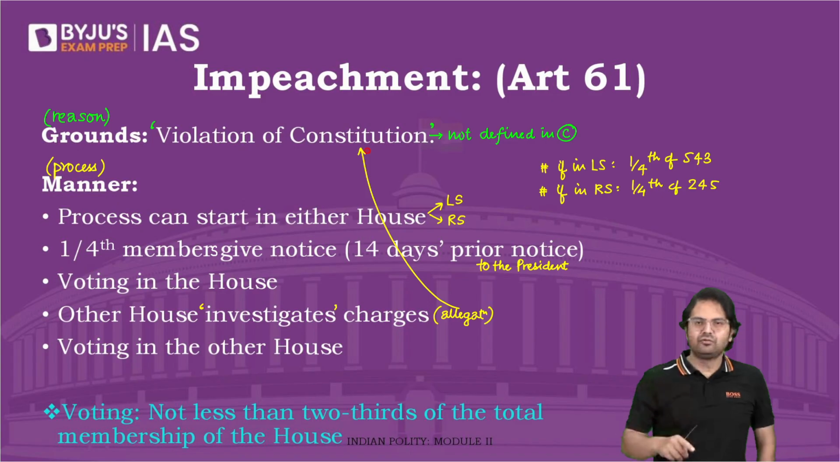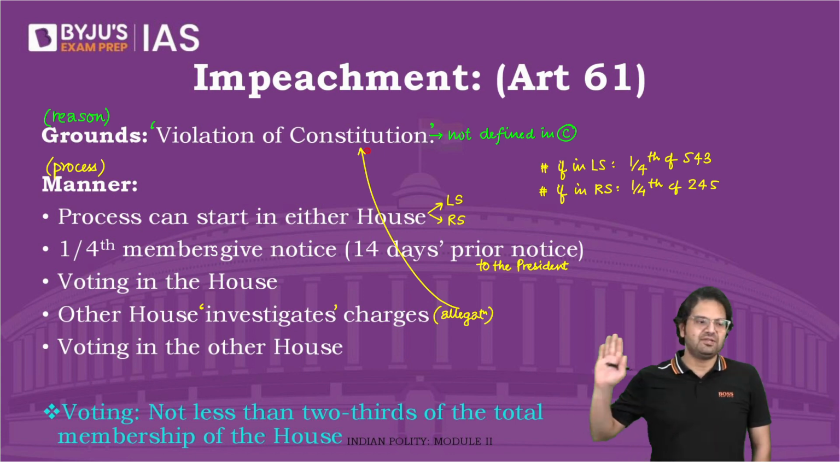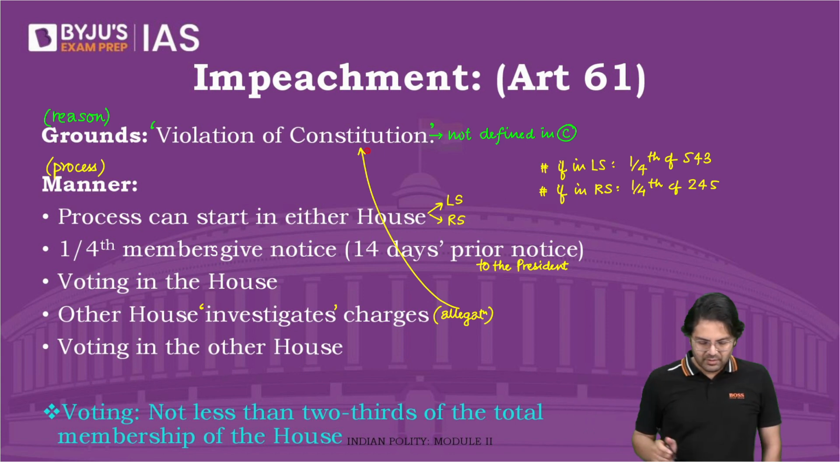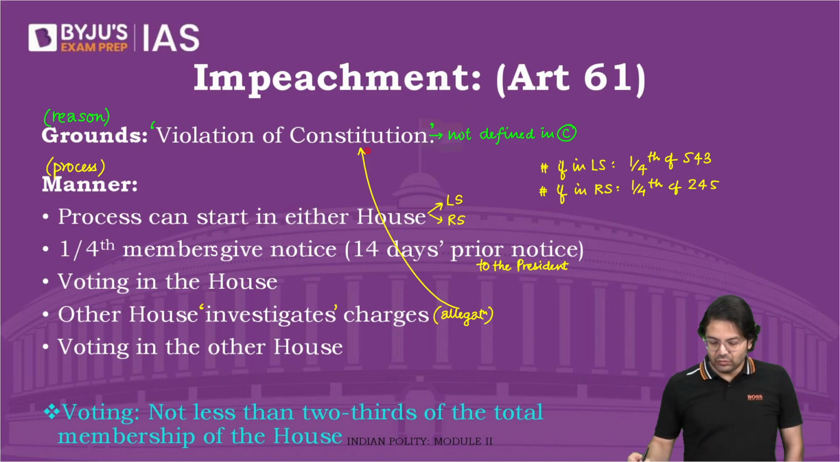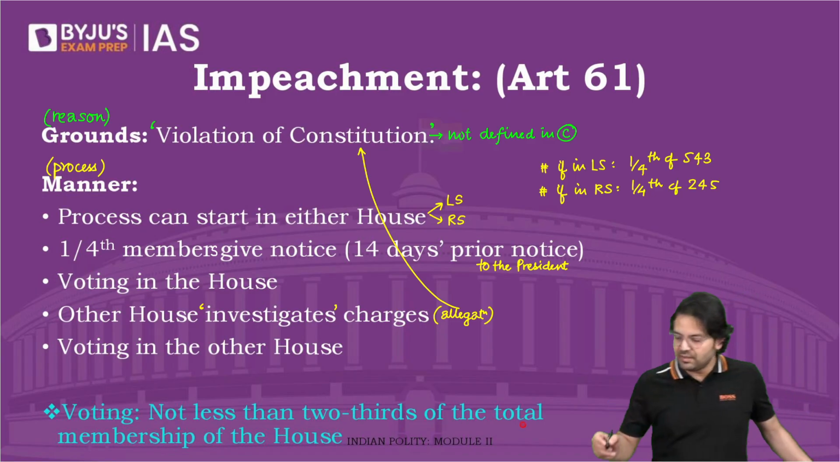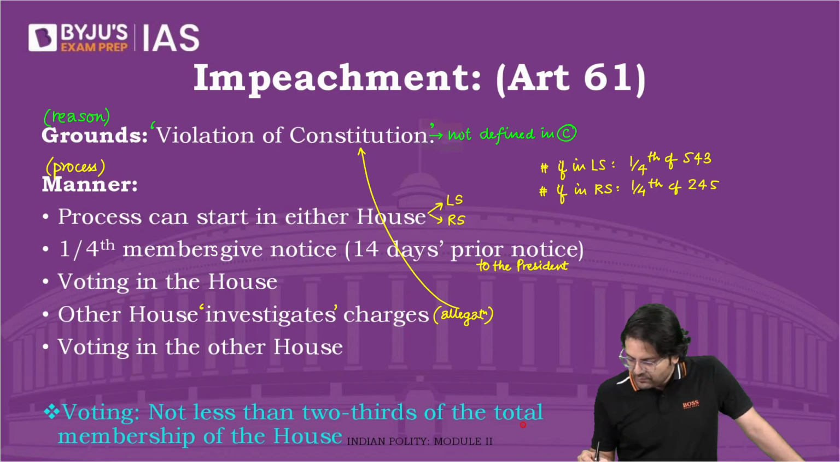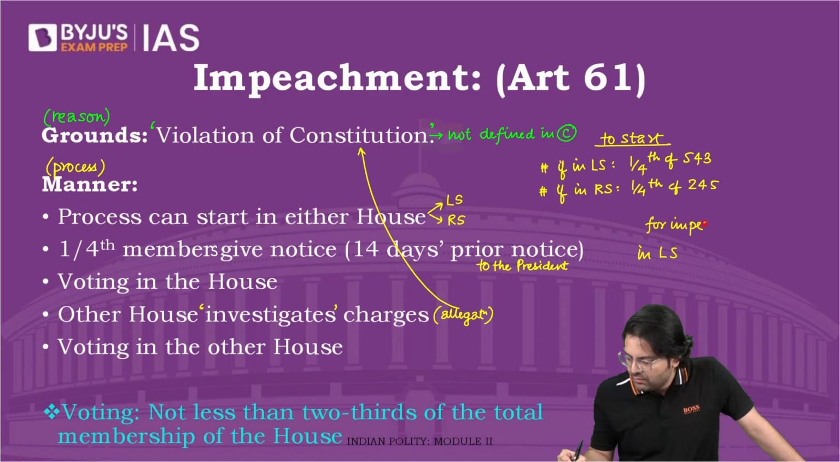Then in that house also voting takes place, and if that house also approves it through voting, then the president stands impeached. Okay, and the voting should not be less than 2/3 of total membership of the house, meaning separately in both the houses separately. So this is to start the procedure, and this is for impeachment, removal.